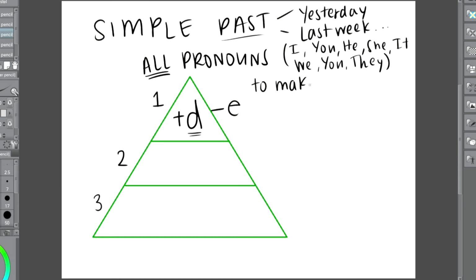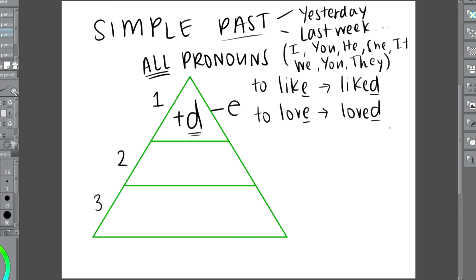Here are some examples. To make. Actually, we can't use make because that's an irregular verb. So let's erase that. Let's use to like. Or how about to love? Both of these verbs end with the letter E, and all you need to do to put it into the simple past is to add the letter D at the end. Simple as that.